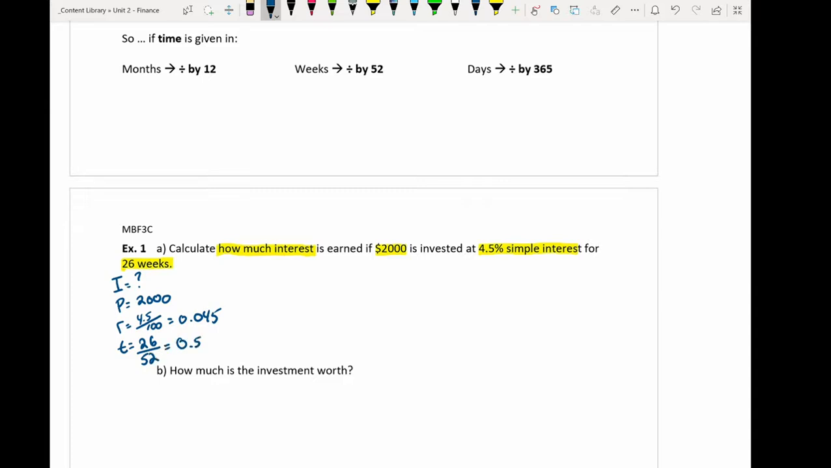Now that I have all my numbers, with only one missing piece, I'm going to write out my formula and fill in the information. 2,000 times 0.045 times 0.5 gives me my final answer. One calculation multiplying these numbers together, and you should get 45. Therefore, $45 interest.